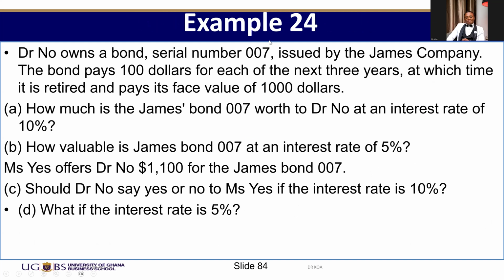Let's take a typical real-life situation. How about James Bond? Dr. No owns a bond. The serial number of the bond is 007, and it is issued by James Company. The bond pays $100 for each of the next 3 years, at which time it's retired, and it pays its face value of $1,000. You get questions like this all the time.